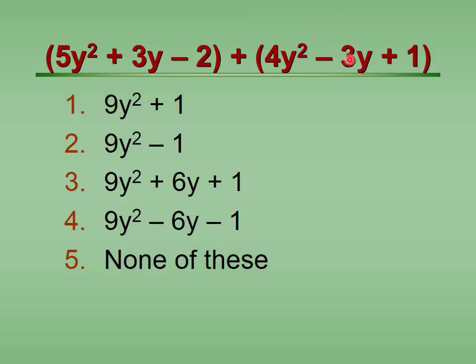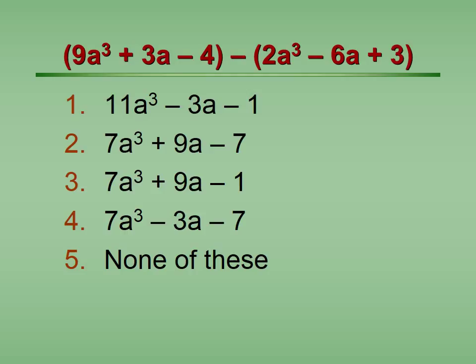All right, so if you combined 5y squared with 4y squared, you should have gotten 9y squared. And then if you combined 3y with negative 3y, well, 3 minus 3 is 0. So your y term actually disappeared. So your options 3 and 4 are now gone. Then you combine negative 2 with 1. Negative 2 plus 1 is going to be negative 1, which leaves you the answer, option 2. Go ahead and try this one.